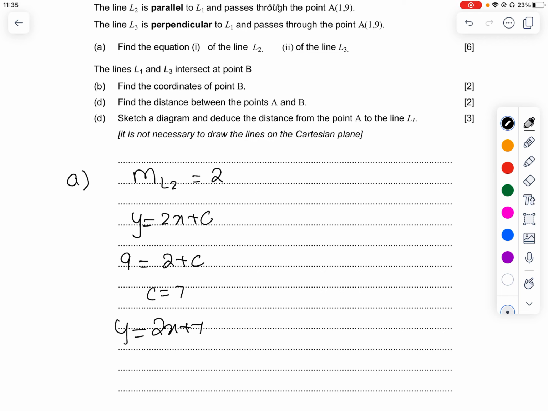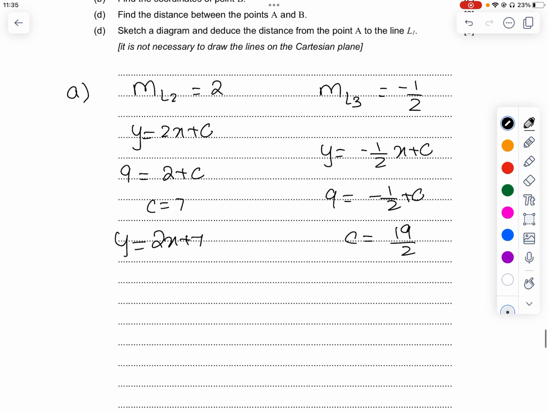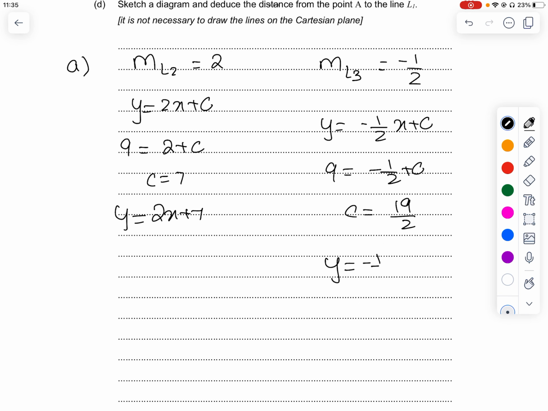Now it is perpendicular. Perpendicular means gradient will be negative 1 upon 2. So y equals negative 1 upon 2 x plus c. Passing through 1, 9, so minus 1 upon 2 plus c, so c will become 19 upon 2. So the equation is y equals negative 1 upon 2 x plus 19 upon 2.